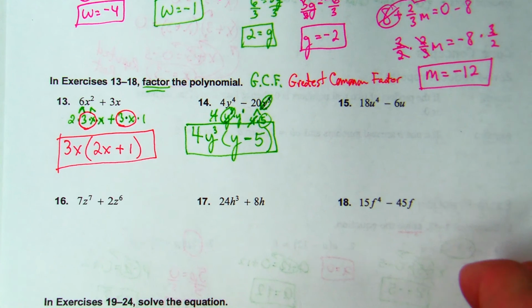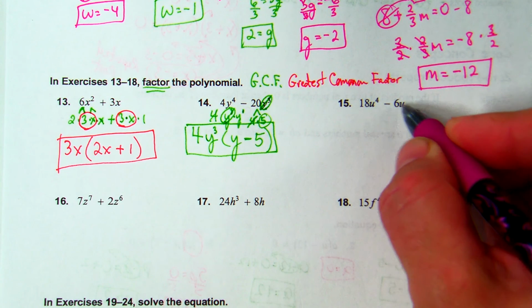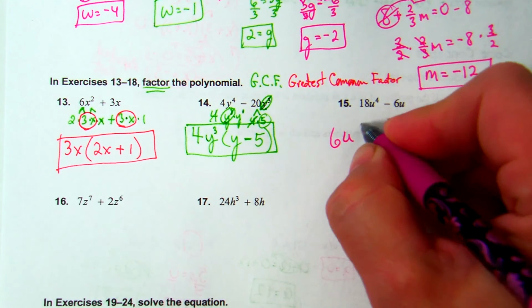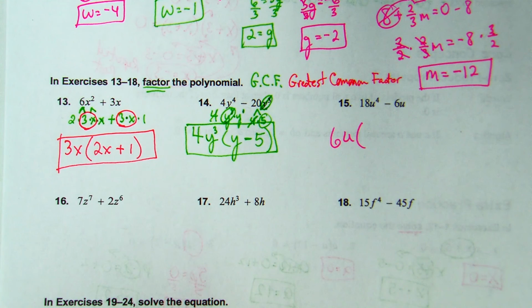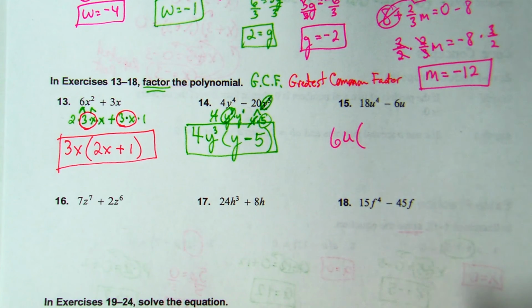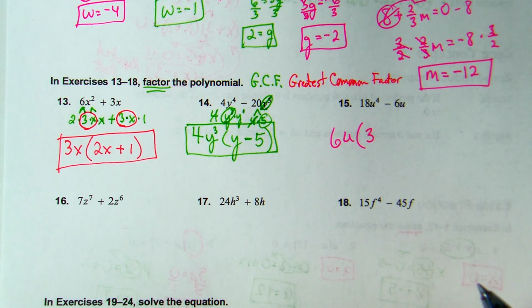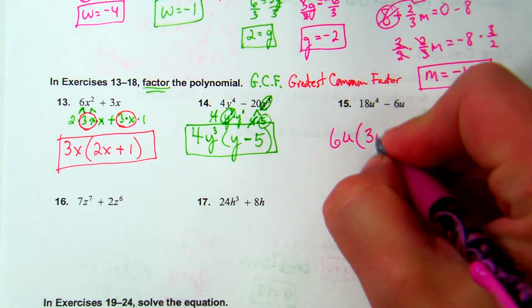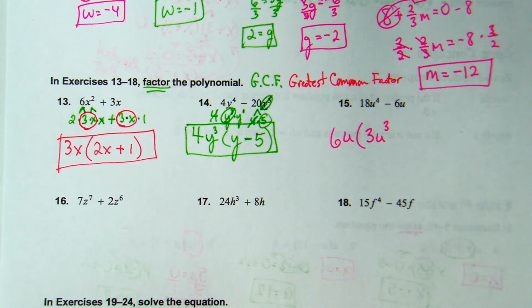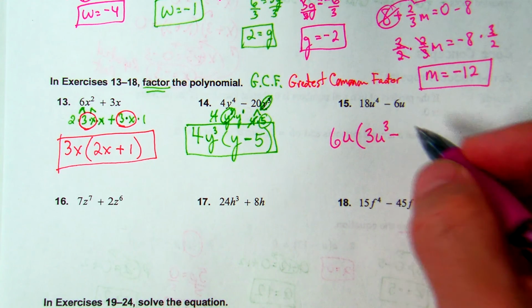On number 15, what can I pull out? I can pull out the 6, somebody says. I can pull the 6 out, and I can obviously pull a u out of both terms. So 6u is my greatest common factor. Well, 6u pulled out of this one right here leaves me what? If I divide 18 by 6, I get 3. Then if I take 1u away from the u to the fourth, how many u's do I have left? 3. I'll have u cubed. And then if I take 6u and divide it by 6u, what's left if I divide that by itself?